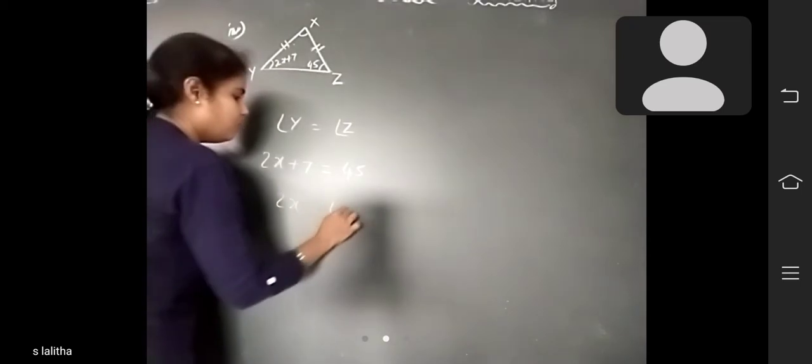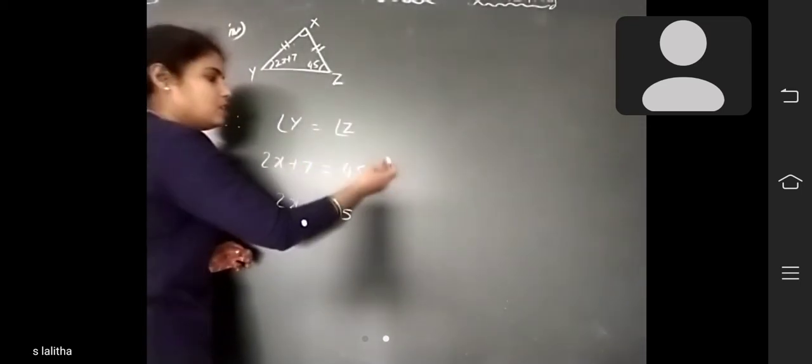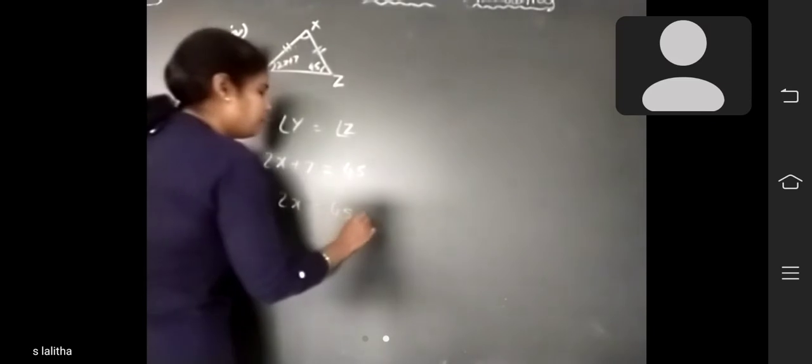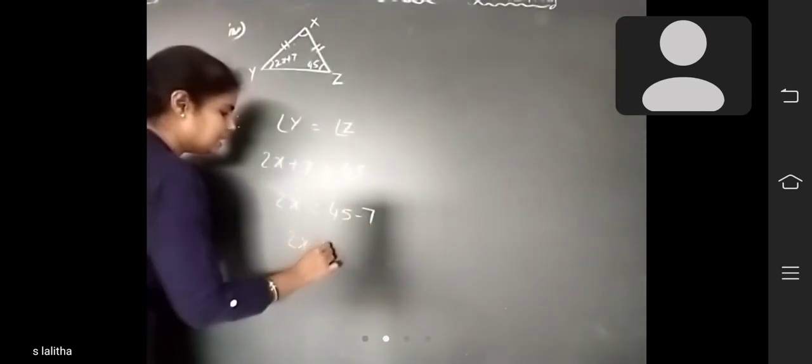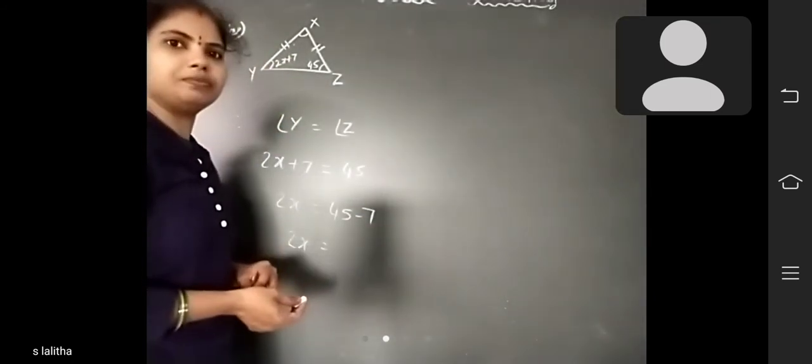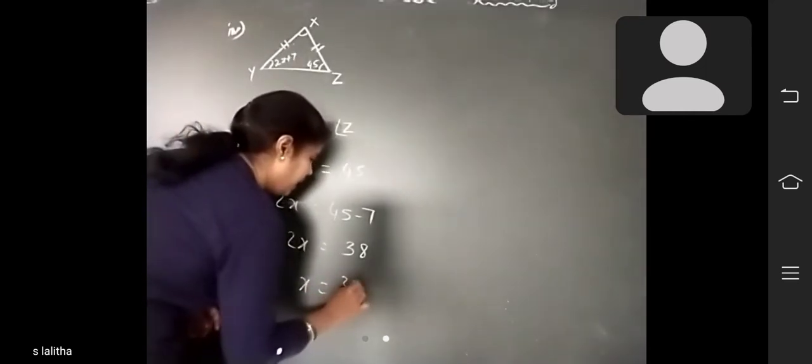Angle z is 45. Okay. Now 2x equal to 45, and the plus 7 we have to transpose to the right hand side. What will become? Minus 7. 2x equal to 45 minus 7. How much? 45 minus 7, how much children? 38. Now x equal to 38 by 2. So x equal to 19 degrees. Okay, children? Come on, write.